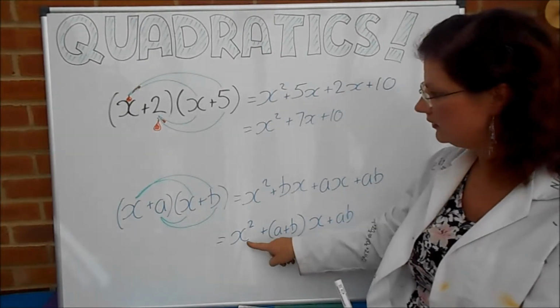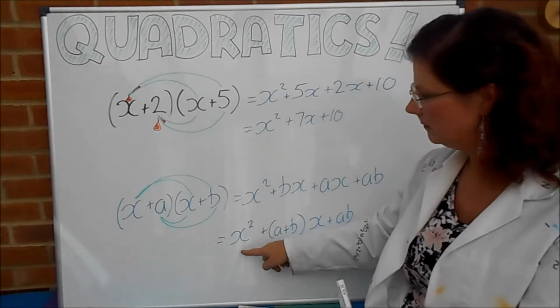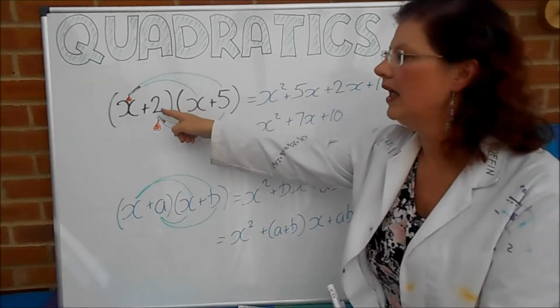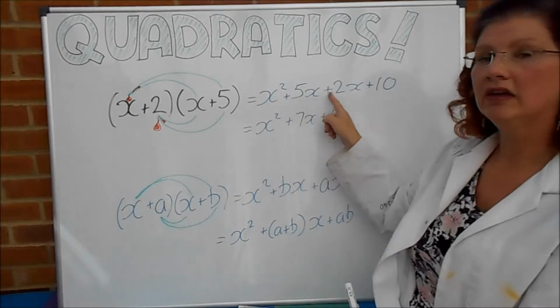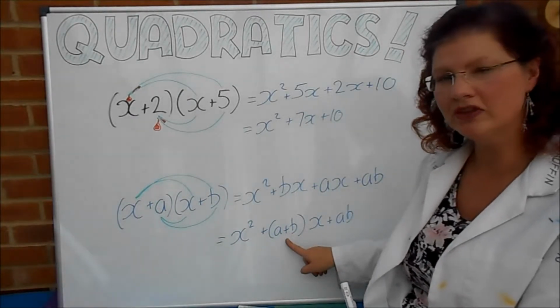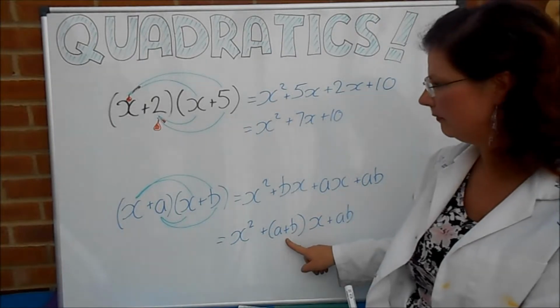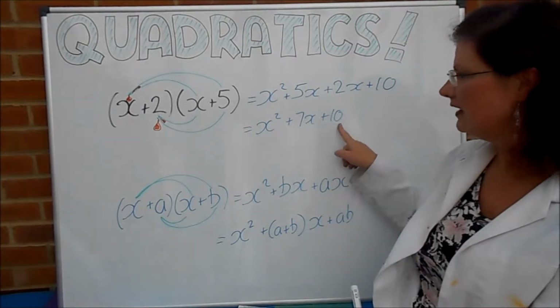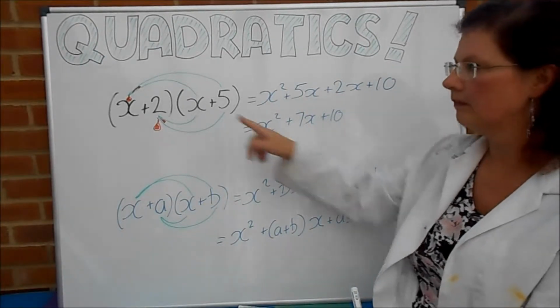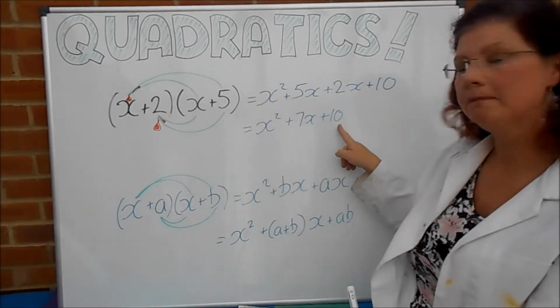So just compare it with this. There's our x squared. How many x's do we have? A plus b. Here they are, a plus b. Okay, the 2 plus the 5 makes the 7. And the last bit at the end is the a times the b, ab. So there it is, a times b.